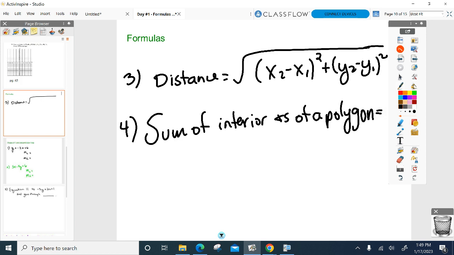What do you got for me? N minus 2 times 180. 180 times n minus 2. What did n represent? Number of sides. Yep. And again, I'm not saying know the formula if you're not going to use it. There might be another formula I'm missing, but it's not on there then. I know these 4 are ones I'm not providing, which I'm sure you're going to have to bust out.